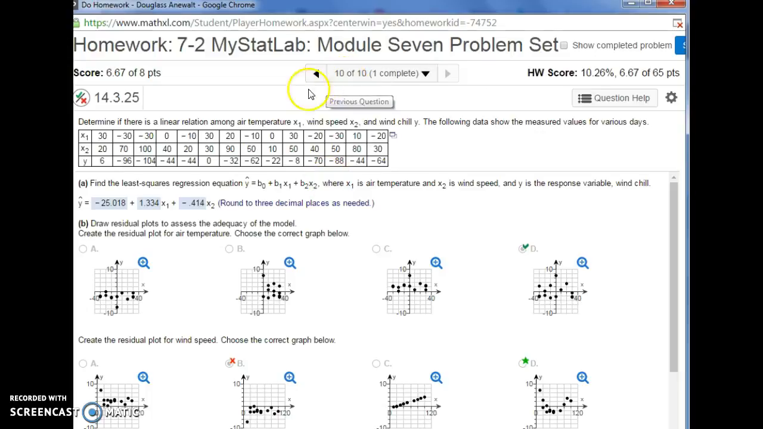For number 10, we are going to see if there is a linear relation between air temperature and wind speed and how they affect the wind chill. So I'm going to open this in StatCrunch.